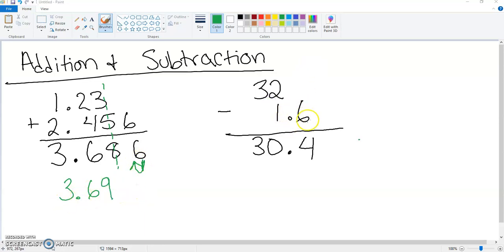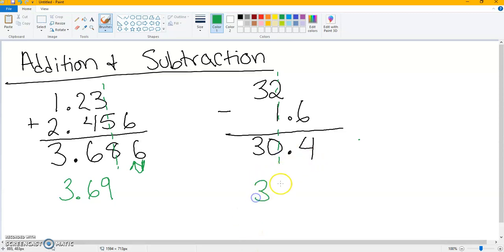Here I do the same thing. They both don't have the tenths, so I can't do that. The closest they have are the ones, and the 4 doesn't allow me to round up, so I would report this as 30 with a decimal point. All right?